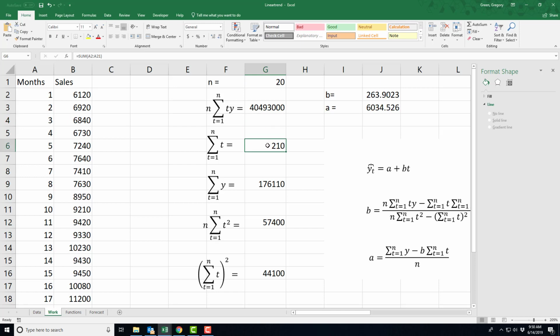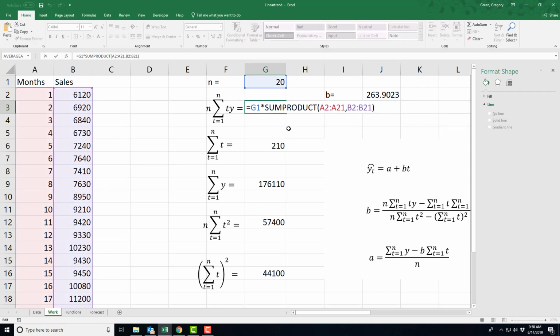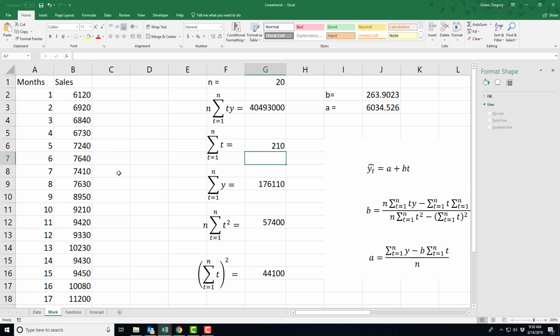Then I need to sum up all of the time. Now we should know this one. This is just the word sum. So isn't that nice? I mean, sum of the products is sum product, and just the sum is the sum. So I sum up all of the time periods, 1 through 20. And then I need to sum up the entire demand, or all of demand.